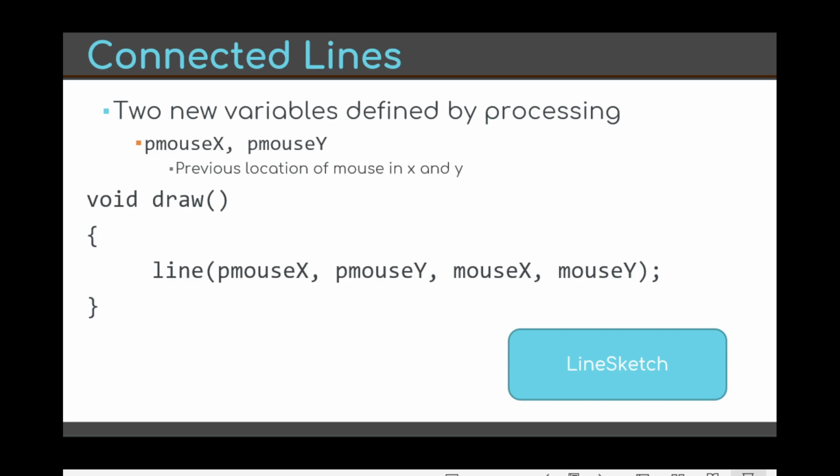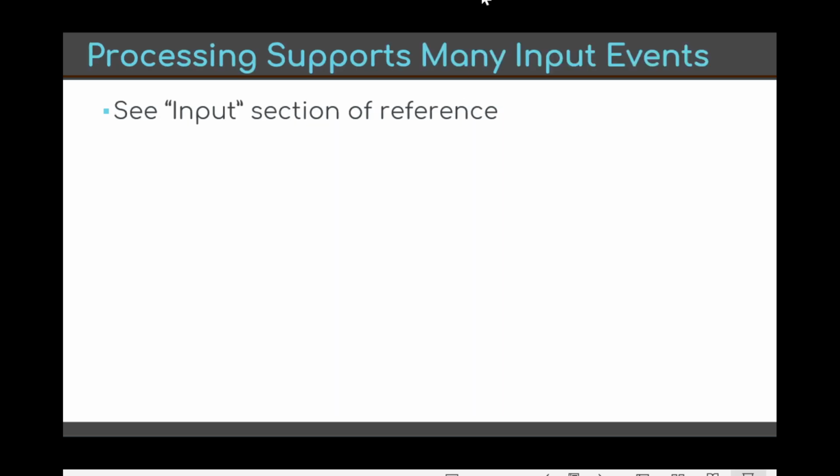All right, so that was our first line sketch, or a variant of our first line sketch. Processing supports many different types of input. I would go take a look at the input reference section for this. Let's just take a peek at that real quick.